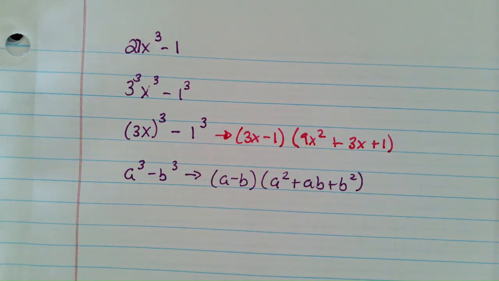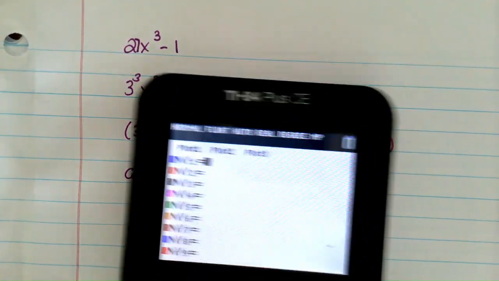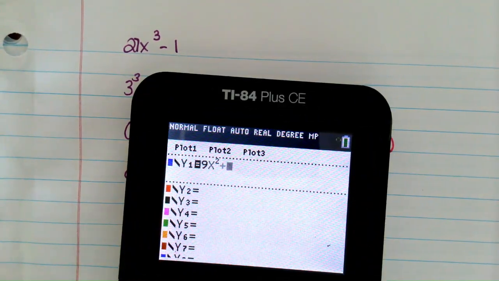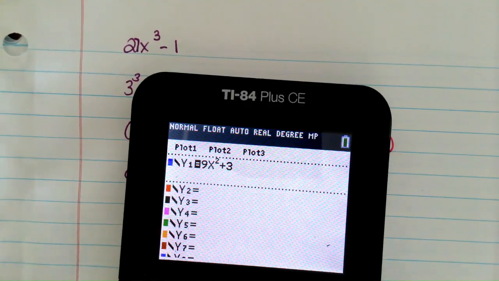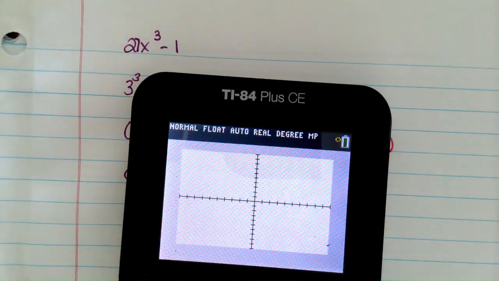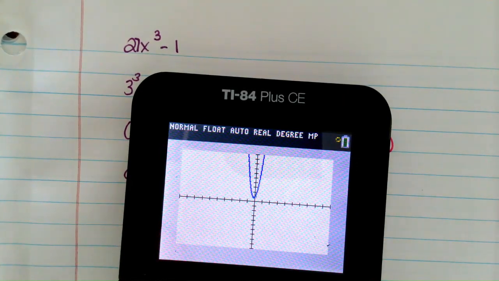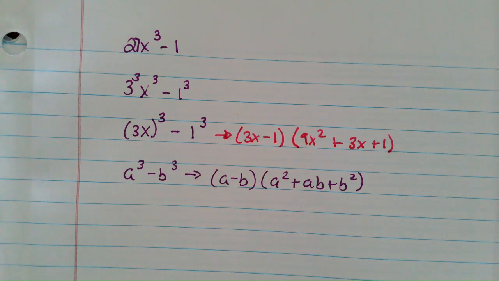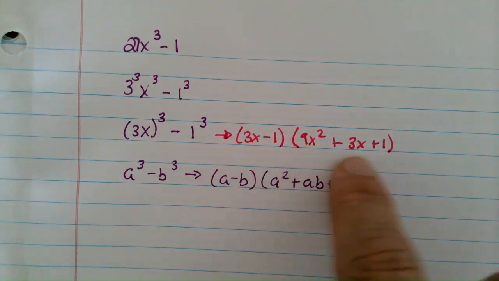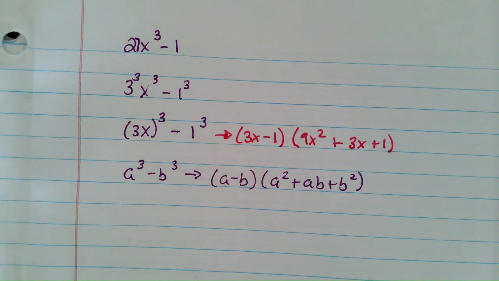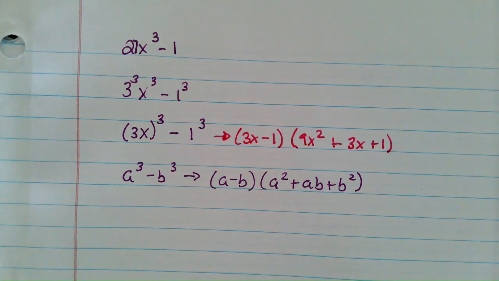Generally when you use this rule, you do not break this down additionally. If I were to graph just that part, the 9x squared plus 3x plus 1, and I look, it doesn't cross the x-axis. That's one of the other reasons why this does not factor more. That trinomial is in reduced form, as it does not cross the x-axis, so there are no real roots. So if you do get stuck, check it. If it doesn't cross the x-axis, it doesn't factor.